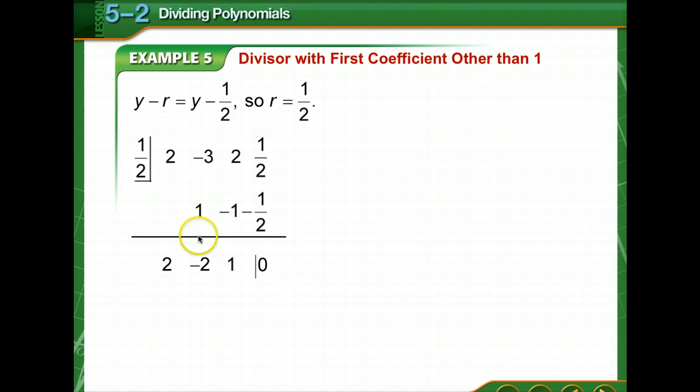Negative 3 plus 1 is negative 2. Negative 2 times 1/2 is negative 1. 2 minus 1 is 1. 1 times 1/2 is 1/2. And 1/2 minus 1/2 is 0. The result is 2y squared minus 2y plus 1.